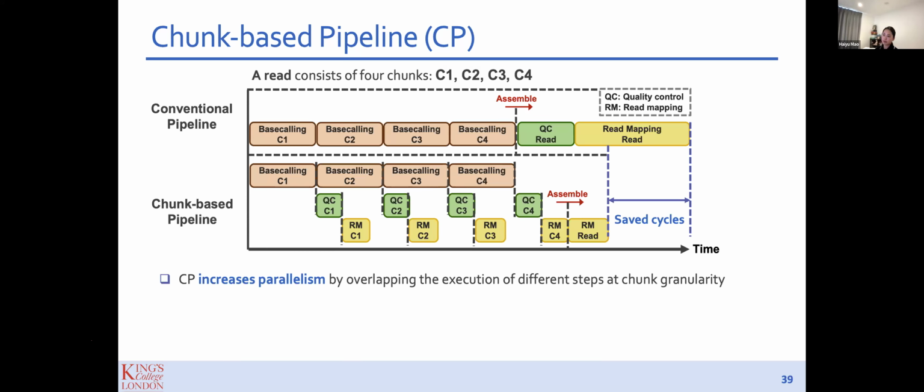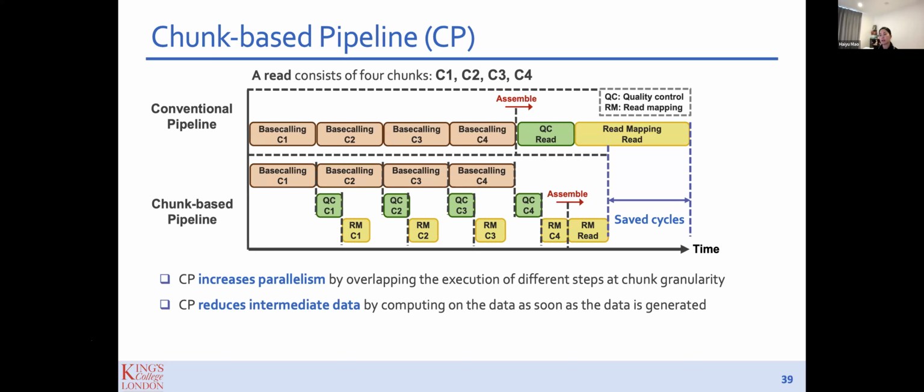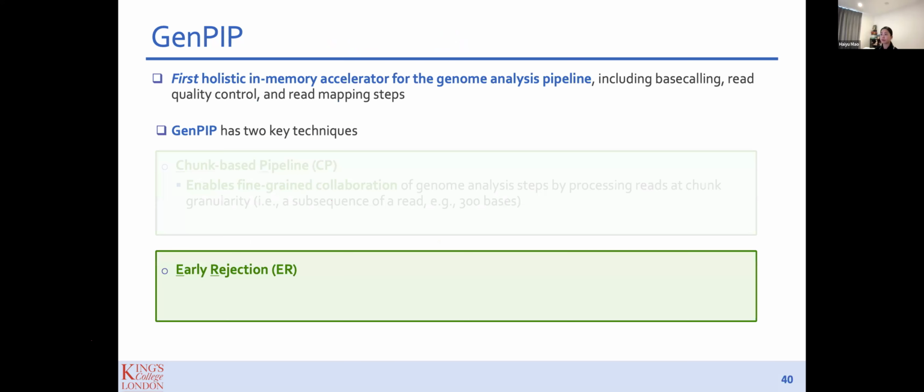The trunk-based pipeline increases the parallelism by overlapping the execution of different steps at the trunk granularity. It reduces the intermediate data by computing on the data as soon as the data is generated, right? And it also provides opportunities for early rejection, which is the technique that I will introduce later, by analyzing a read at the trunk granularity.